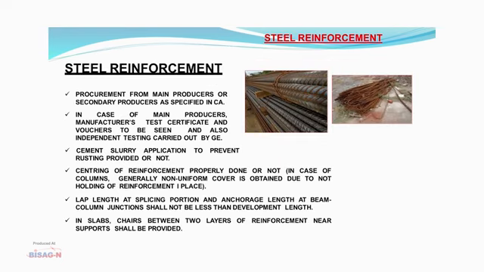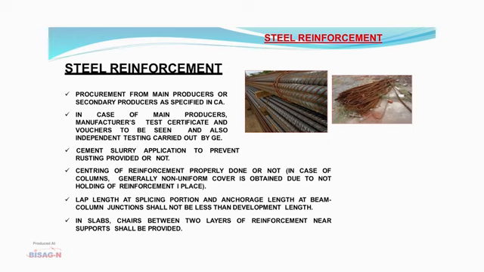The steel reinforcements are again an important part. They are the elementary skeletal structure for any building or any infrastructure which is coming up. It has to be ensured that the steel is procured from the main producers or, if not available, then from the secondary producers as specified in the contract agreement. In case of the main producers, the manufacturer's test certificate and vouchers are to be seen and defaced, and also independent testing has to be carried out randomly by the garrison engineer.